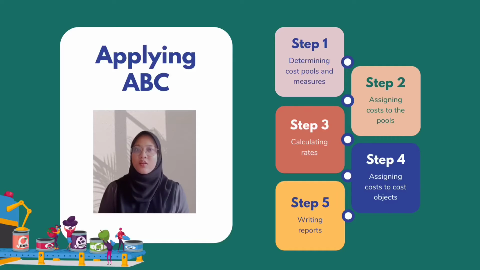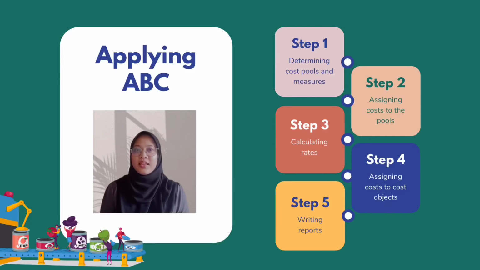Next is assigning costs to the pools. Managers will assign the cost to the cost pools they belong in. If a company has a large number of activities it must perform, the number of cost drivers also rises. The third step is calculating rates. Dividing the cost assigned to each cost pool by the cost base for each pool will give us the rate that is often used for costs at the product level and at the customer level.